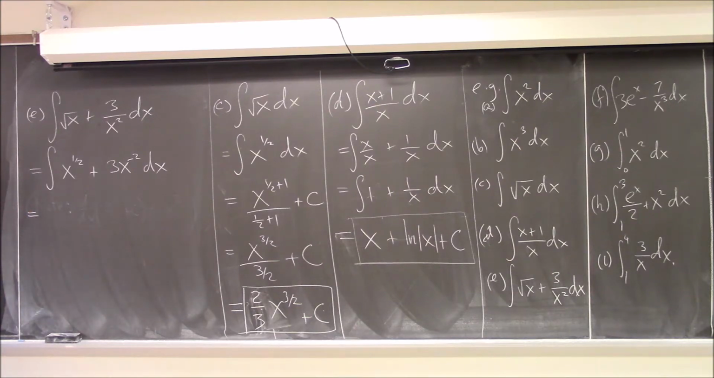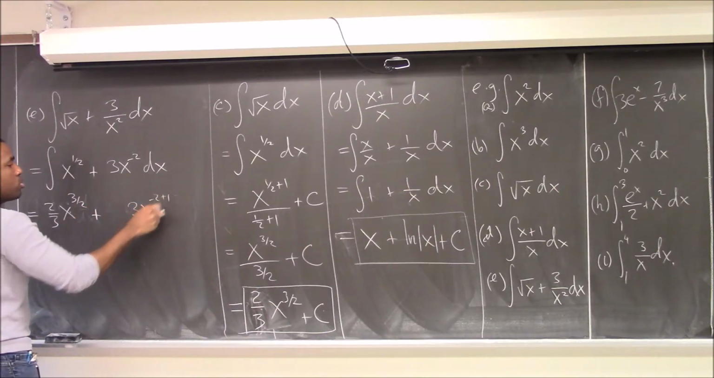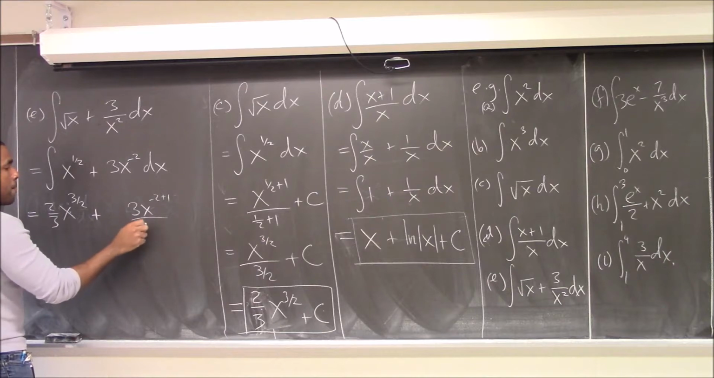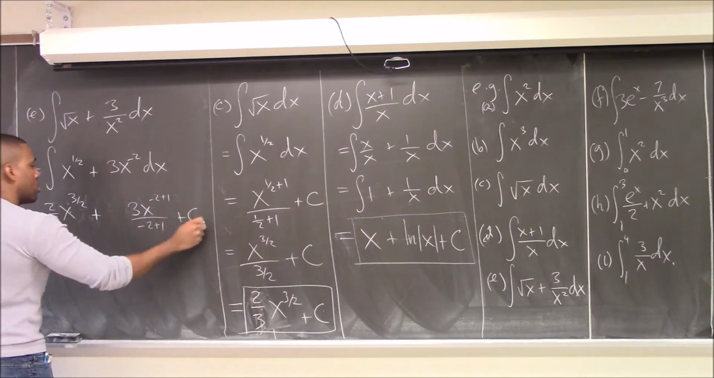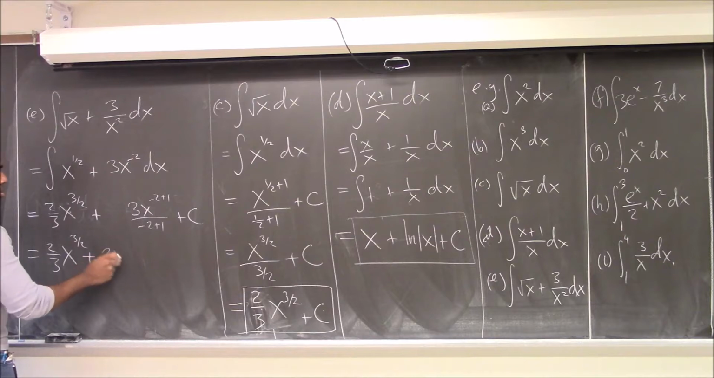Now I can apply my integral rules. You can do each one separately. And so this we kind of did already. So that's x to the 3 over 2 times 2/3, plus here it's minus 2 plus 1 over minus 2 plus 1. So that would be plus 3x minus 1.